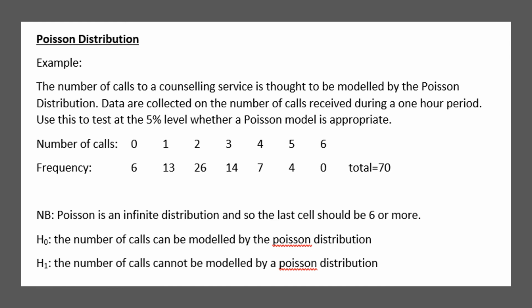Okay, so we know how to work out the mean of a data like this. We would go 0 times 6 plus 1 times 13 plus 2 times 26 plus 3 times 14 plus 4 times 7 plus 5 times 4 plus 6 times 0, and then we will add them up, divide by 70. So that's going to give me the mean, which is my parameter for lambda, which is the Poisson distribution parameter. So that's been estimated. I then will use that to work out my expected frequencies, but remember that this should be 6 plus at the end.